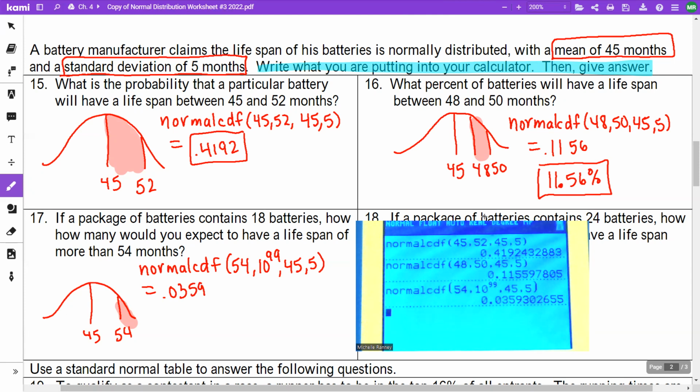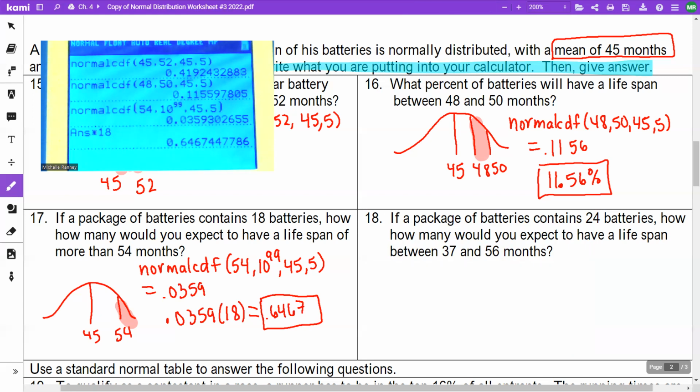And that's going to give me a 0.0359. I am going to take that, 0.0359, which is 3.59%, times it by 18 to see what I get. And so when I times this by 18, I end up with 0.6467. Okay, so not even one battery will end up being that lifespan.